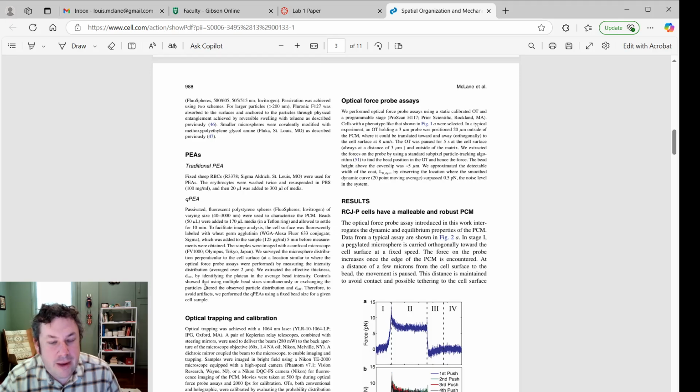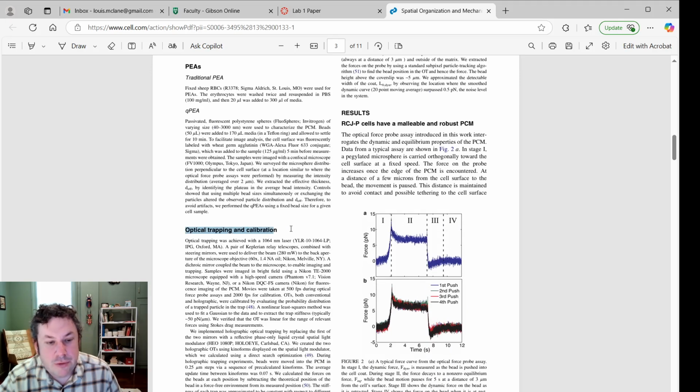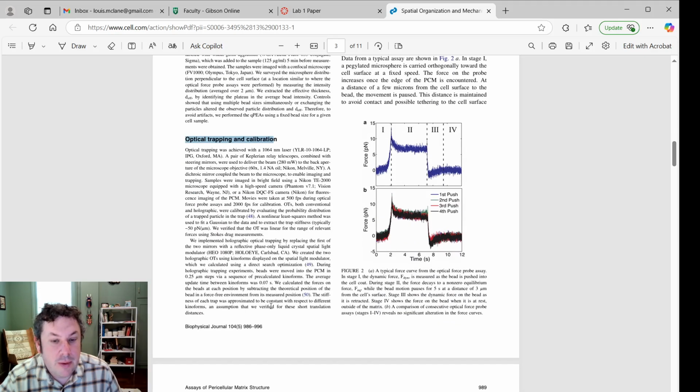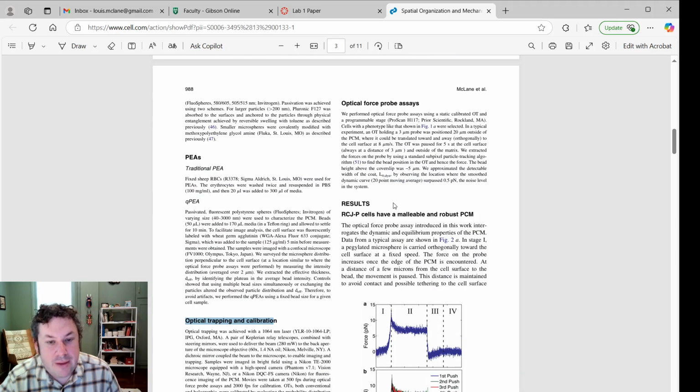Particle exclusion assay, optical trapping. This is actually involving optical trapping, which is what I did. That's why it's in physics. And the assay is the experimental assay, like telling what an experiment did. Oh, we took this bead and we pushed stuff in, blah, blah, blah.